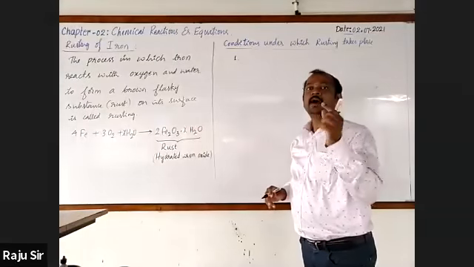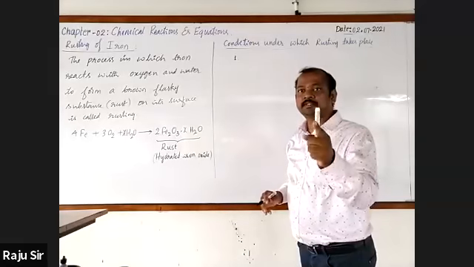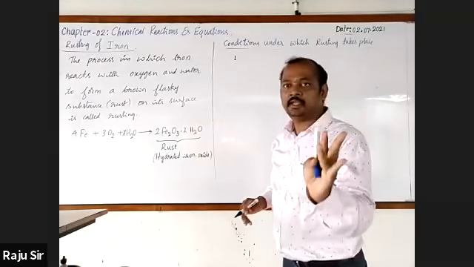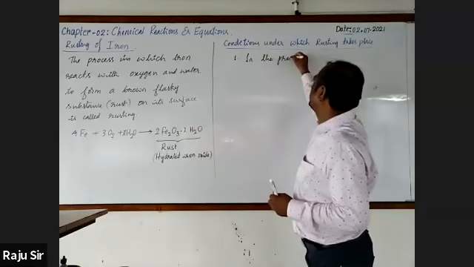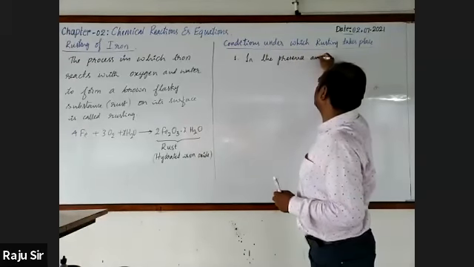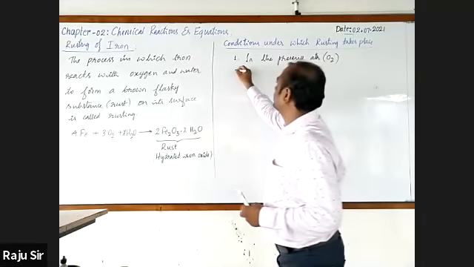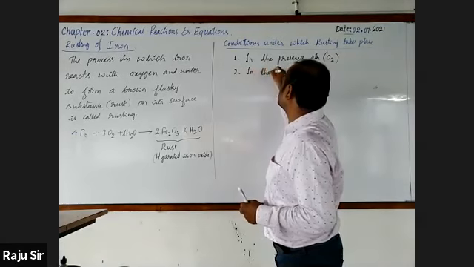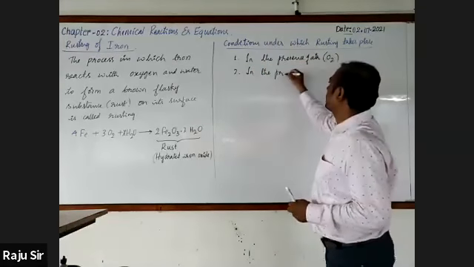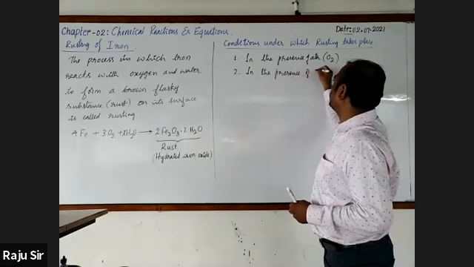One is iron gets rusted in the presence of air and water. Oxygen and water. Right. In the presence of air, in bracket you may write oxygen, O2. Second one, in the presence of water.